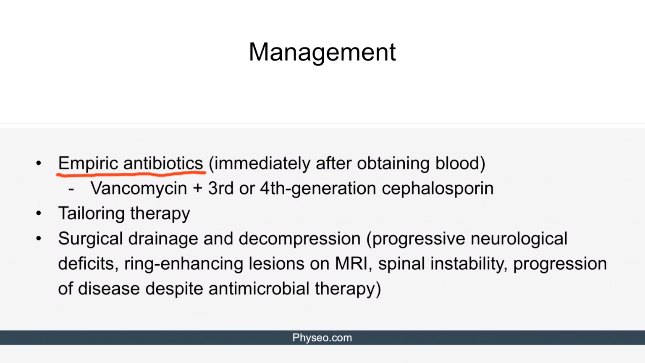Okay, so you start the empiric antibiotics, but what are they? This should be vancomycin plus a cephalosporin, either a third or fourth generation. So for example, cefepime, fourth generation, or ceftriaxone, a third generation. Now, once those results from the cultures and susceptibility are available, then of course you're going to tailor the antibiotic management to the causative pathogen.